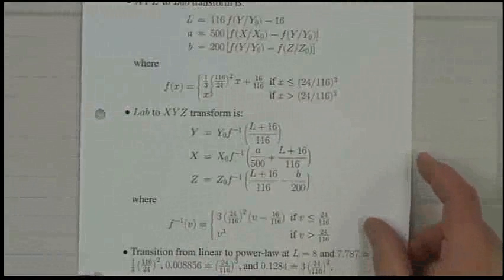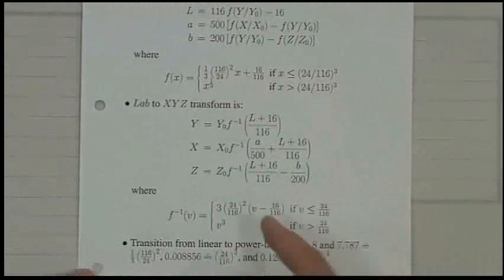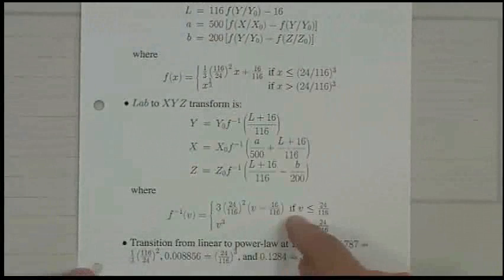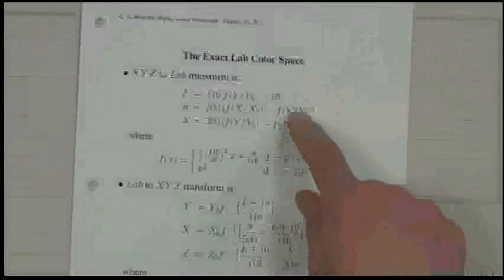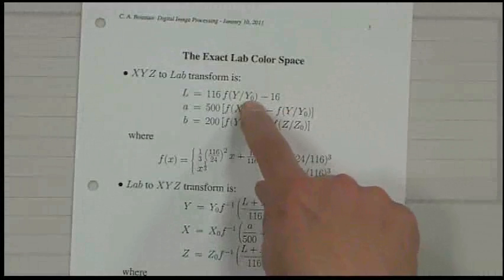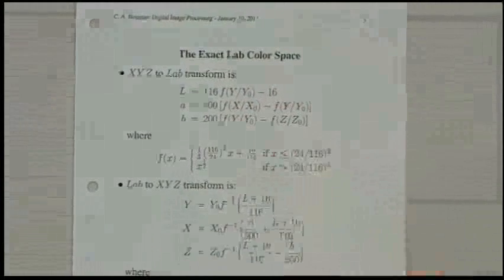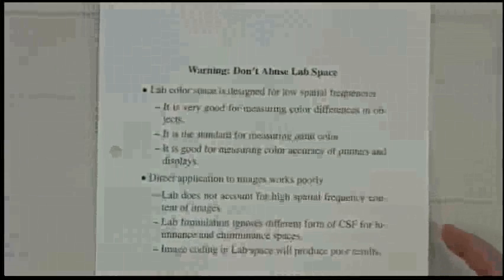So these are the exact formulas. I won't belabor them because they're just the application of this particular function to the gamma correction. It's just like we had gamma correction formulas for sRGB. Okay, I think I've already mentioned this.